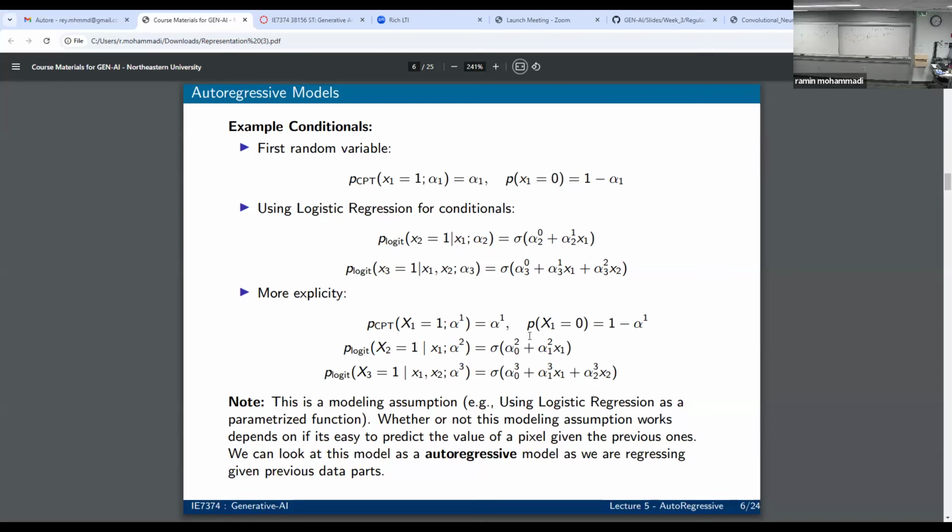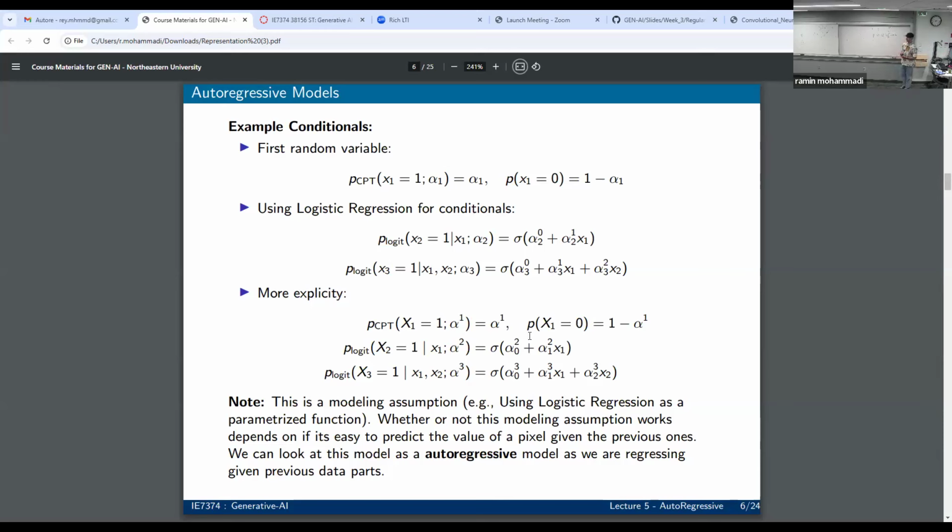And the thing that you need to notice is the parameters that you see. For pixel 2, this depends on x1 and alpha 2. So this is equal to alpha 2, 0, which is the bias, plus alpha 2, 1 times x1. That's basically what we see for x2, and you pass that to a sigmoid function.